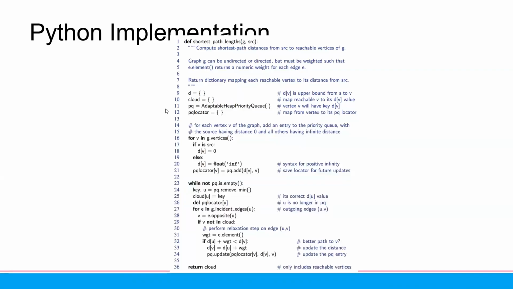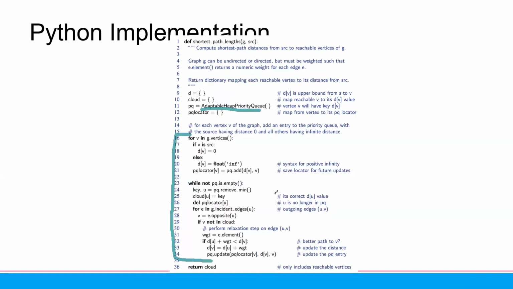This is the Python code given by the authors of the book that I use. It is one of the Python implementations. The author used the priority queue. We learn about the priority queue, and then based on this priority queue, we can find the shortest path.